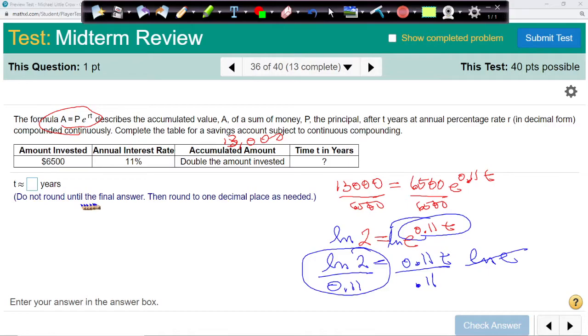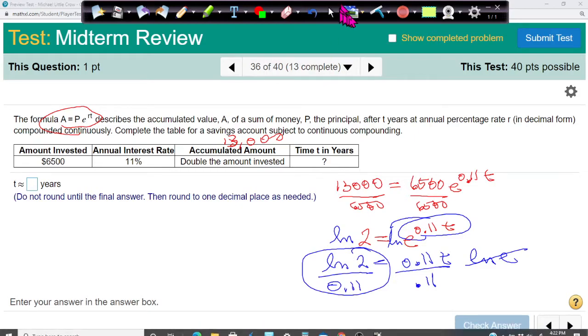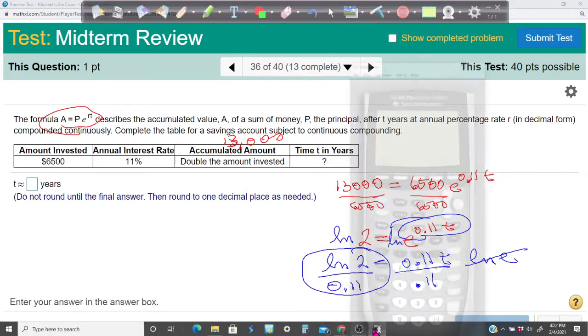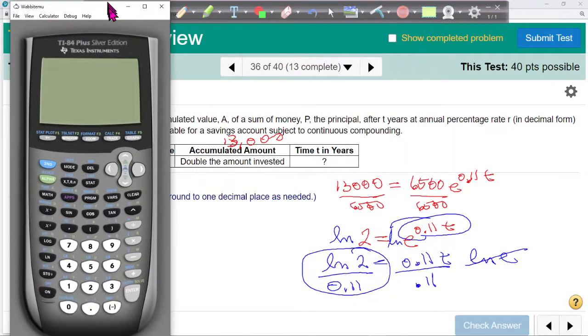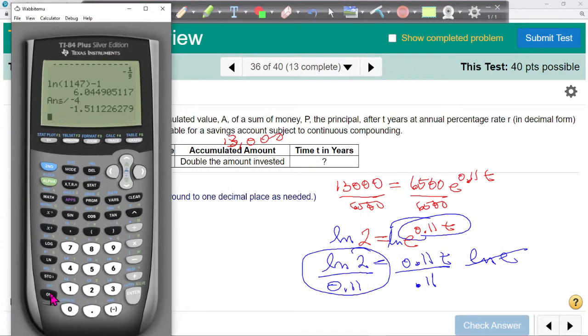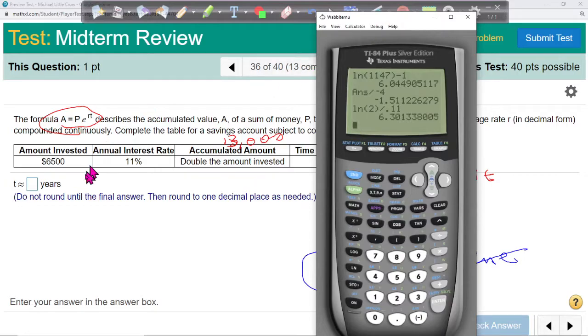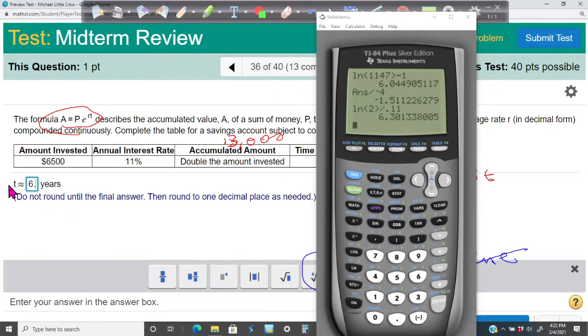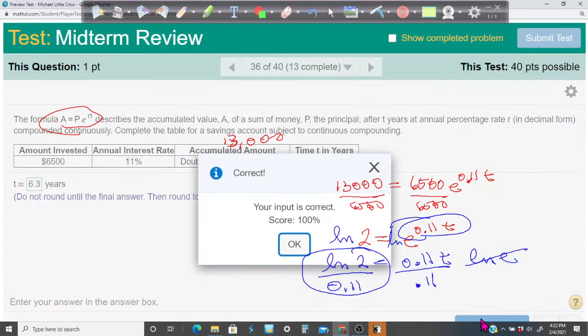And they say do not round until the final answer, then round to 1 decimal place as needed. So this one we can just go ahead and calculate away. Natural log of 2, it's the doubling, divided by 0.11. 6.3 years. 1 decimal place, right? 6.3 years. There we go.